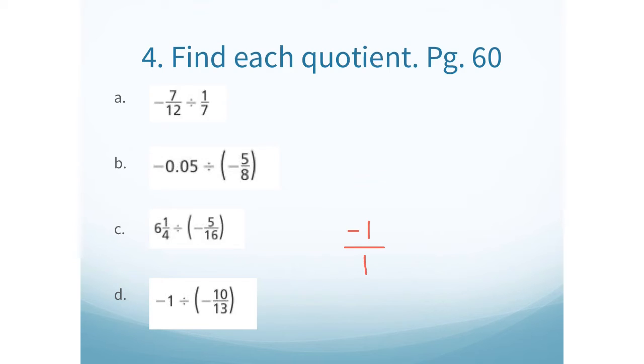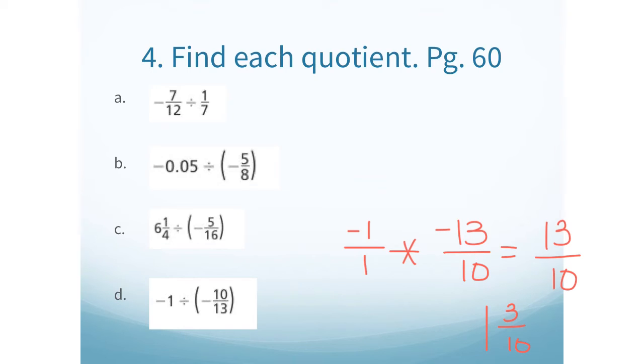And we're going to multiply by the reciprocal of negative 10/13, which is negative 13 tenths. Multiply straight across, and we get 13 over 10. My improper fraction is equivalent to 1 3/10.